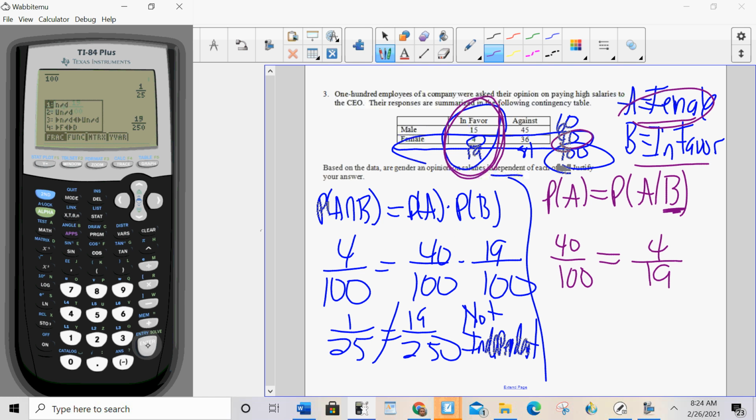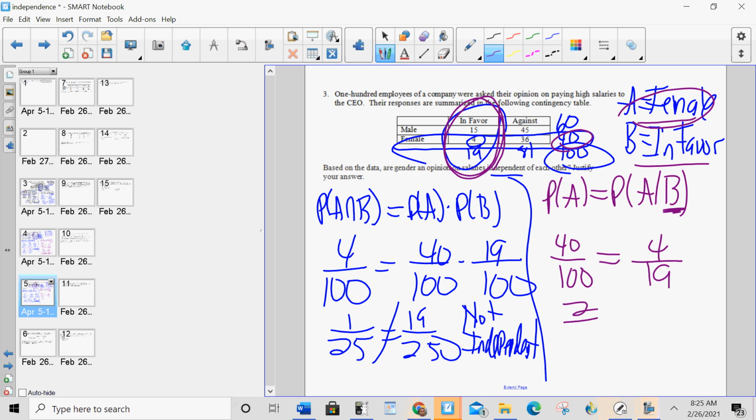Alpha y equals enter, 40 over 100. Alpha y equals enter, 4 over 19. 2 over 5, 4 over 19. They're not the same. So show that they're not the same. Don't write they're equal. Put a slash through it or put an X. Not independent.